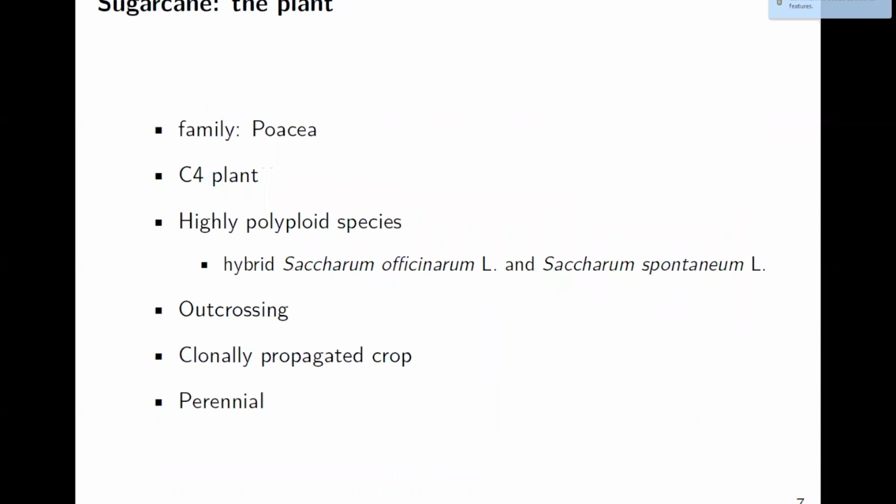And just more interesting facts about sugarcane. It's a plant from the grass family. It's also a C4 plant. It's a high polyploid species, so the varieties, the clones that we see in the field today, are hybrids from two polyploid species, Saccharum officinarum and Saccharum spontaneum. It's also outcrossing, and it's a clonally propagated crop. So it's going to have some impacts on how we manage the breeding program. And also, it's a perennial crop, so harvest happens every year after a growing season, and growers can get an average of 5 harvests from each crop.